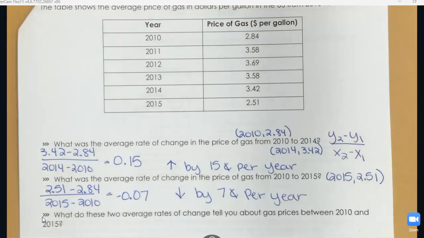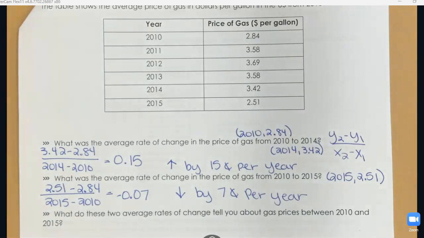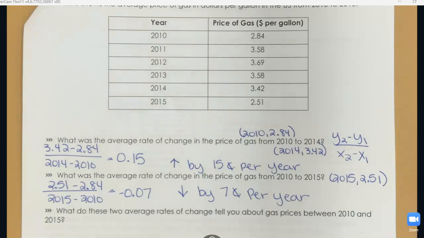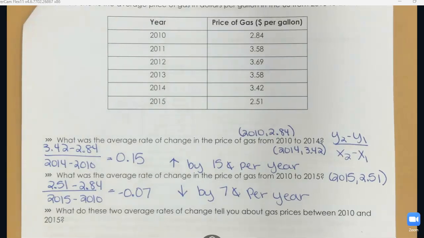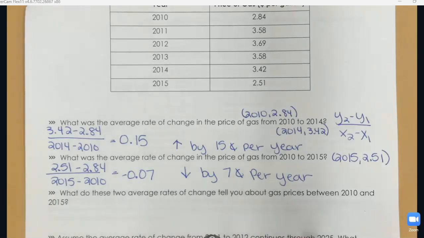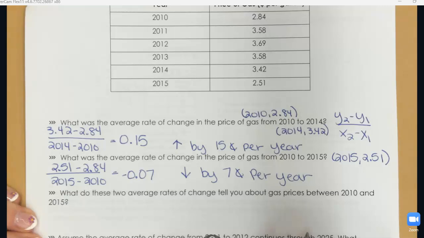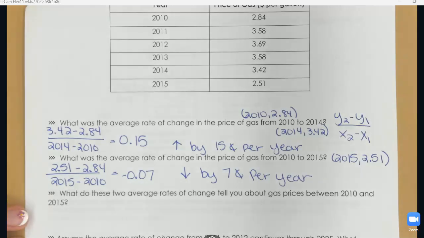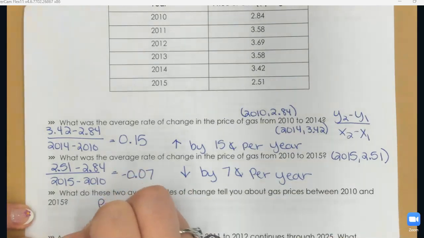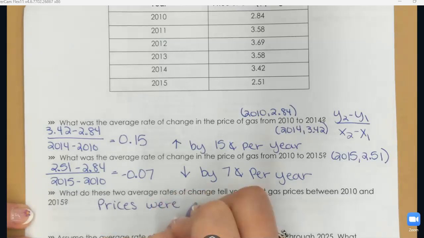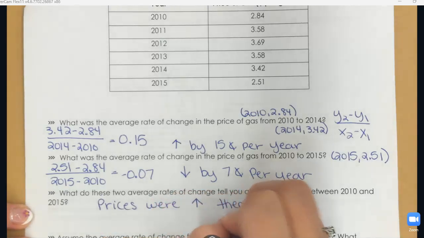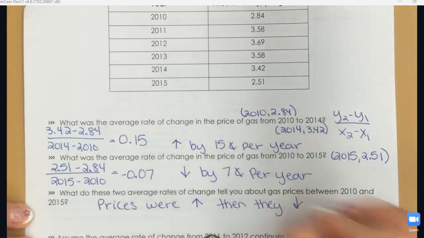So those are 2 very different pieces of information that we're concluding based on where we are looking for our rate of change. So what do these tell us about the gas prices between 2010 and 2015? Well, it tells us that we had a steady increase for a while, so we were increasing over an interval of time, and then we had a drop at some point. So prices were increasing, then they decreased.